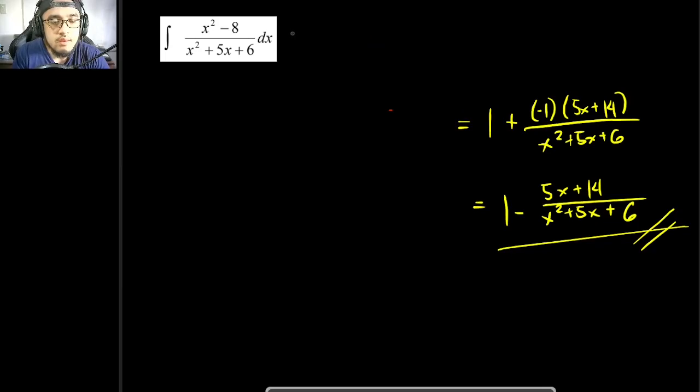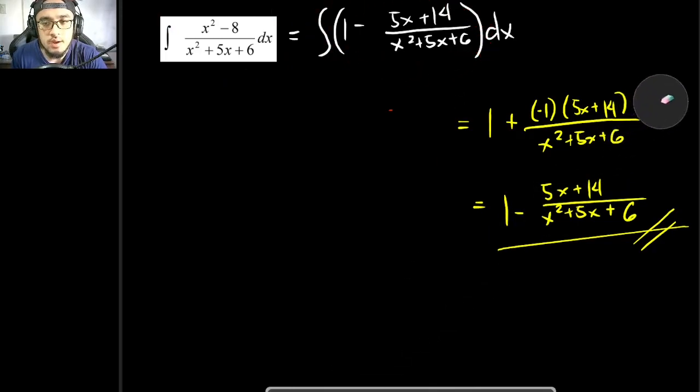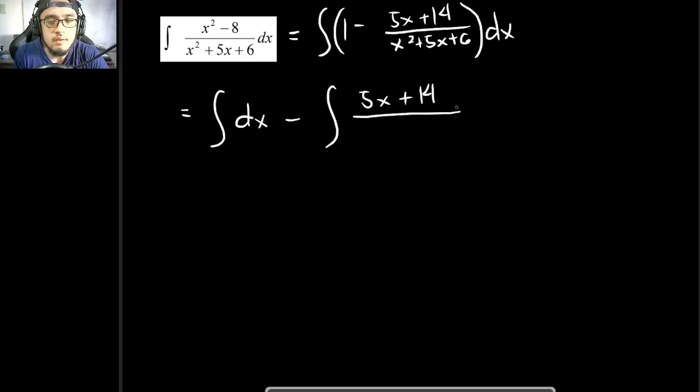Okay, so meaning this is also equal to the integral of 1 minus 5x plus 14 divided by x squared plus 5x plus 6 times dx. So basically, this one right here is equal to this one right here. So I would just be erasing this first, since we already know how to do that. So from this one right here, this is to be the integral of, so let's distribute dx to both of these terms. So that is to be the integral of dx minus the integral of 5x plus 14 divided by x squared plus 5x plus 6.